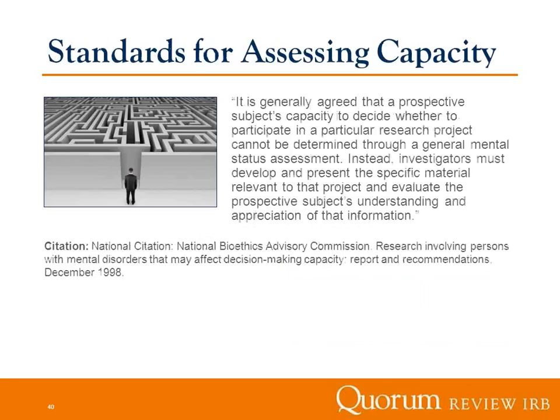So as far as how to assess capacity, the National Bioethics Advisory Commission, in a report, has a hopeful quote here that it's generally agreed that if you're trying to figure out whether someone who might be involved in the study has the capacity, you can't do that with just a mental status assessment. You really need to develop and present the material about the study and evaluate whether they can understand and appreciate that information. So, that should be documented in the research record, the process that you go through. Not to say that you can't do a general mental status assessment as part of that as a tool, but really you should be assessing their ability to consent to the particular research.